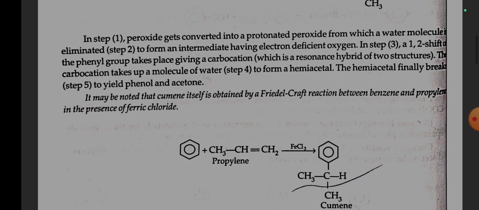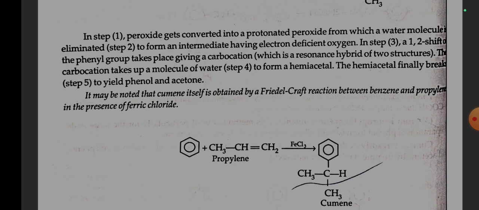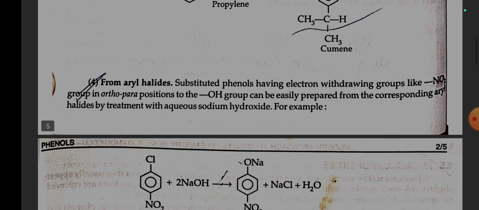In step 1, peroxide gets converted into a protonated peroxide from which a water molecule is eliminated to form an intermediate having electron-deficient oxygen. In step 3, a 1,2 shift of the phenyl group takes place, giving a carbocation which is a resonance hybrid of two structures. The carbocation takes up a molecule of water, step 4, to form a hemiacetal. The hemiacetal finally breaks in step 5 to yield phenol and acetone. It may be noted that cumene itself is obtained by a Friedel-Crafts reaction between benzene and propylene in the presence of ferric chloride. Number 4.